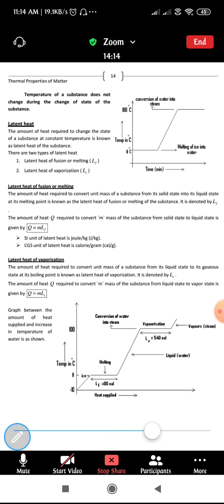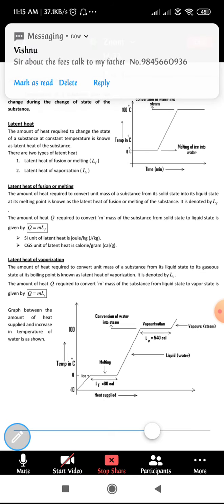And we have two types of latent heat. One is latent heat of fusion or melting. Next is latent heat of vaporization. Okay, latent heat of fusion is denoted by the letter L subscript F. Similarly, the latent heat of vaporization is denoted by L subscript V.